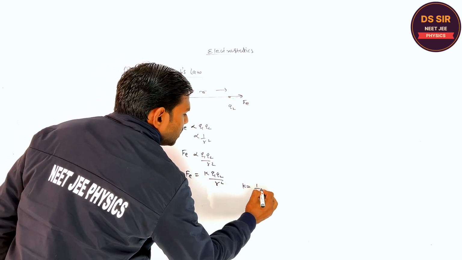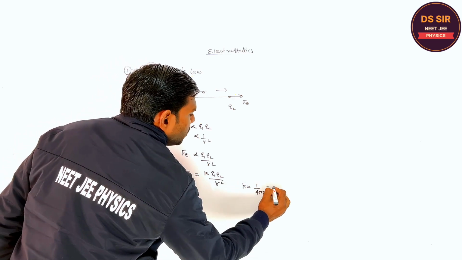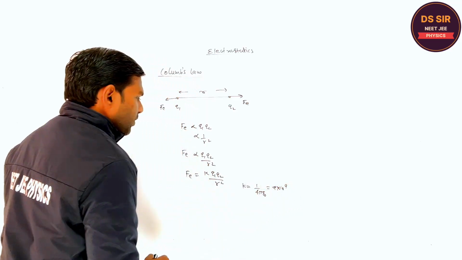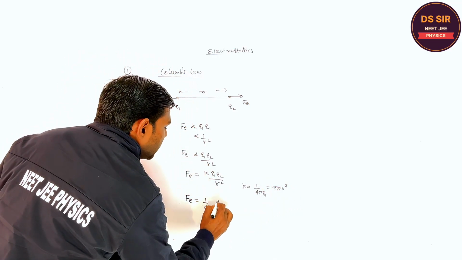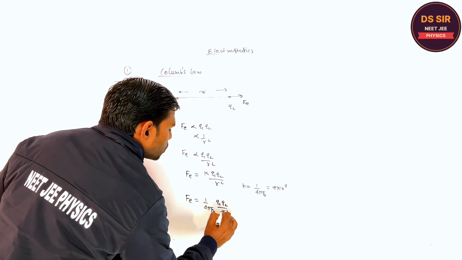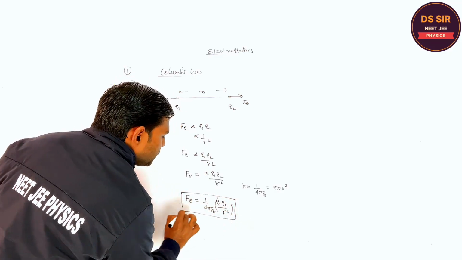Therefore, the electrostatic force between Q1 and Q2 may be written as K Q1 Q2 upon R square, where what is K? K is the constant 1 upon 4 pi epsilon naught. Its value is 9 into 10 to the power 9. So the electrostatic force is 1 upon 4 pi epsilon naught Q1 Q2 upon R square. Is it clear or not?